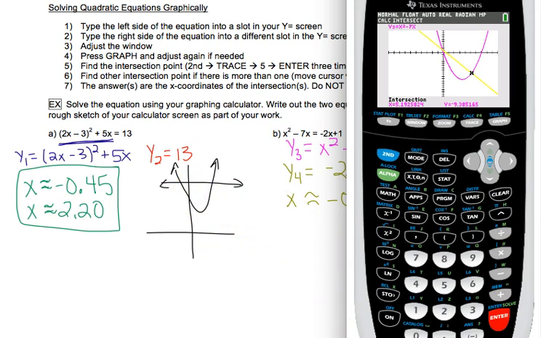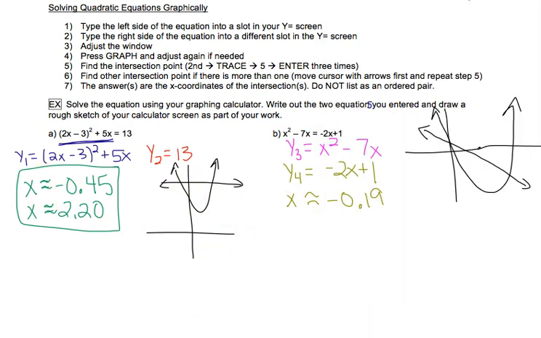So approximately 5.19 for my second solution. And I've got both my answers, so I am finished. Hopefully you didn't have too many problems doing it yourself.